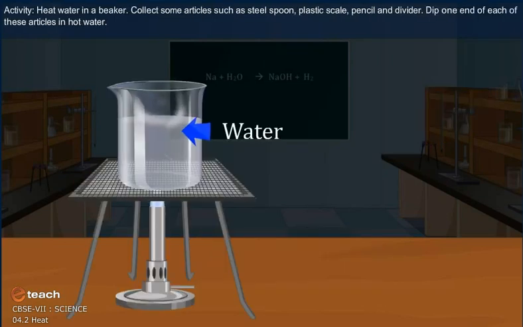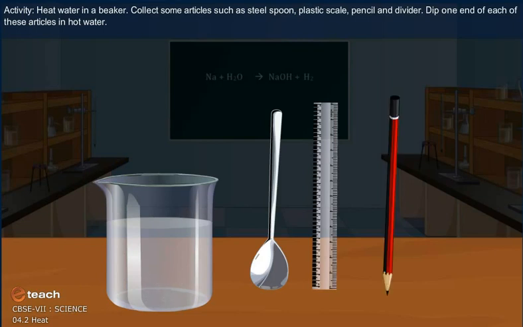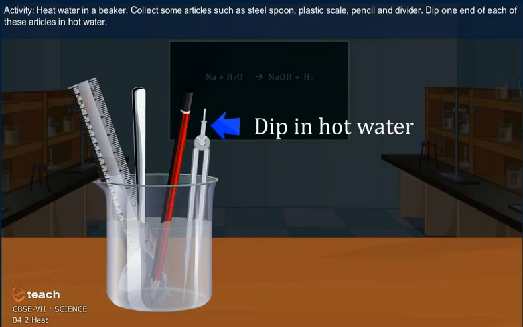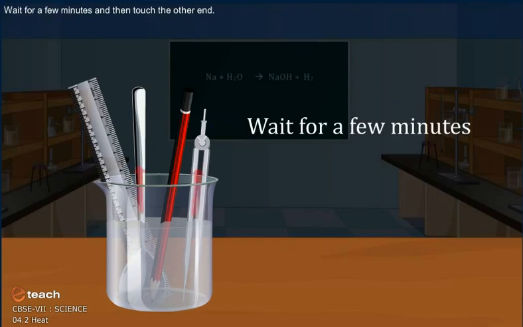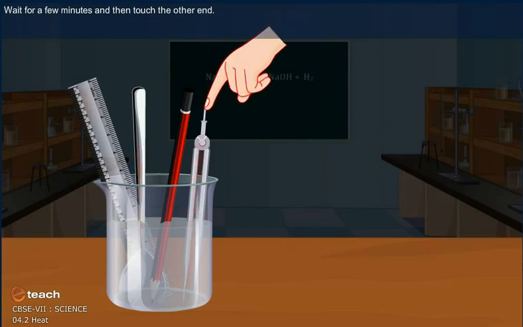Activity. Heat water in a beaker. Collect some articles such as a steel spoon, plastic scale, pencil and divider. Dip one end of each of these articles in hot water. Wait for a few minutes and then touch the other end.